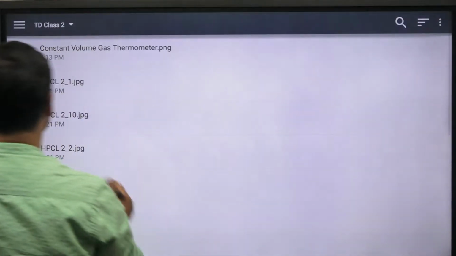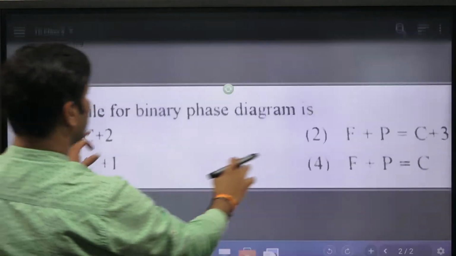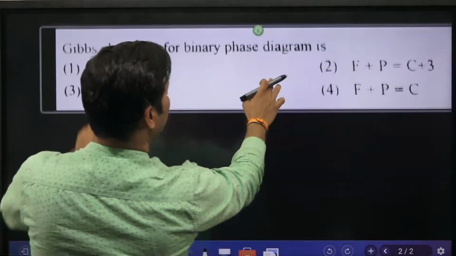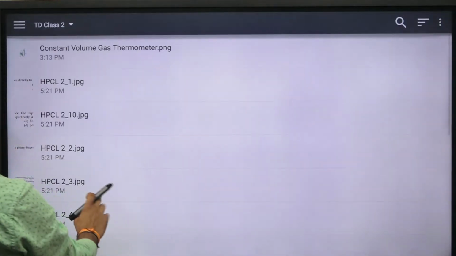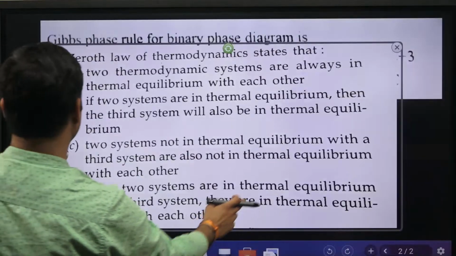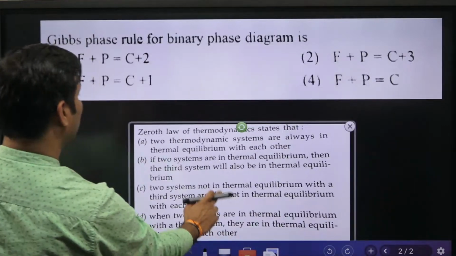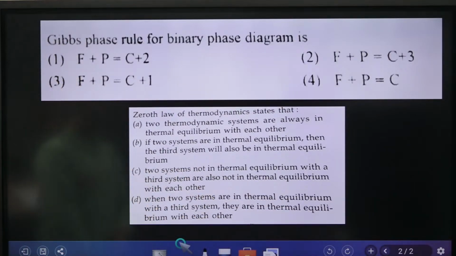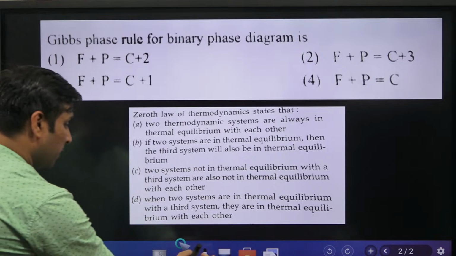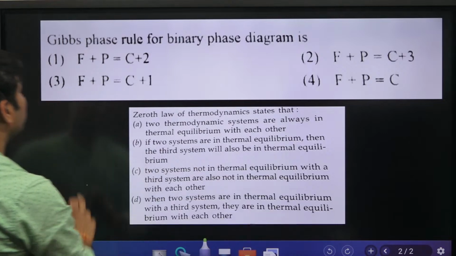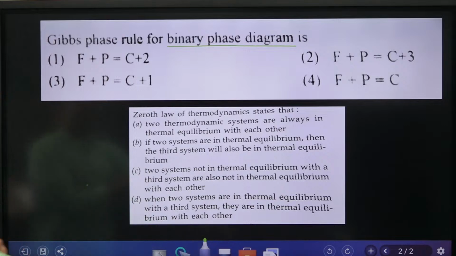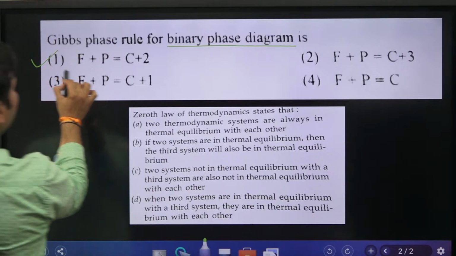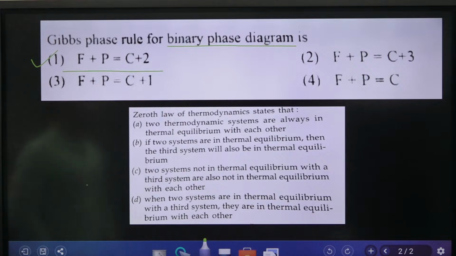I will quickly take 2-3 questions. So this is the second question, and I am placing the third question in front of you also. There are two questions in front of you. Try to answer. Give the phase rule for a binary phase diagram. Okay, what will the answer be? It will be F plus P equals C plus 2.